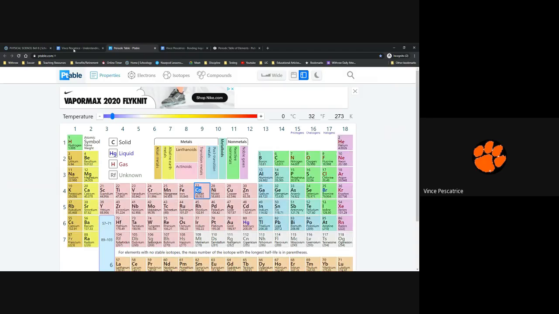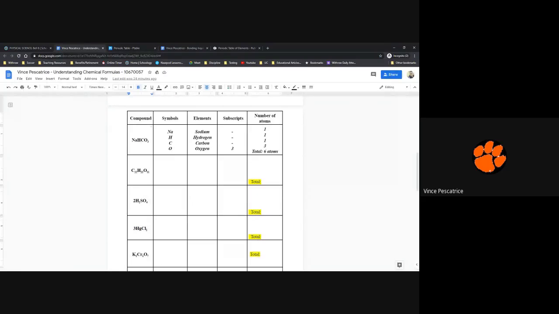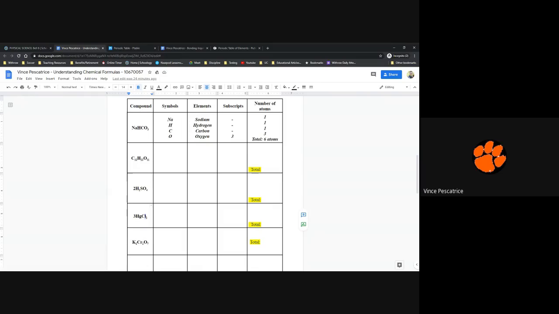Look for lowercase letters, like again down here in Hg and Cl. This is an L, by the way, not an uppercase I. Then it is its own element. So what you do next is you write down the symbols. So I see Na, I see H, C, and O. And so I write all those down.